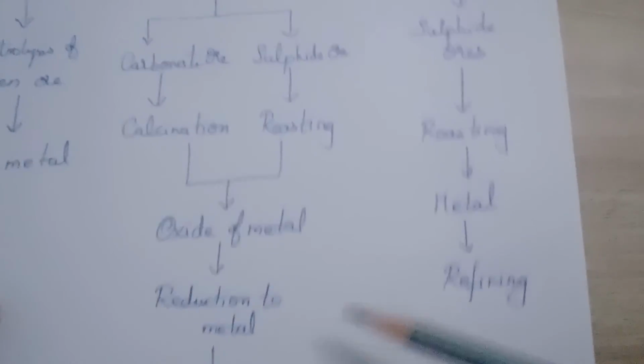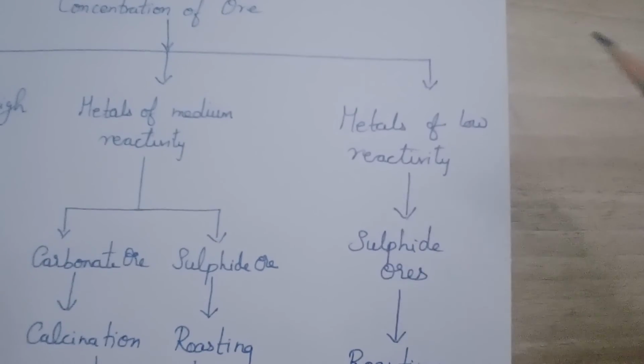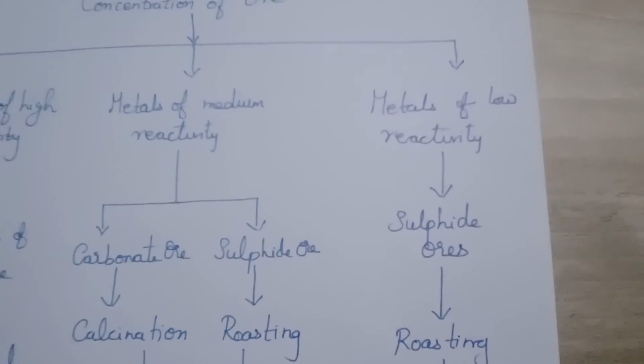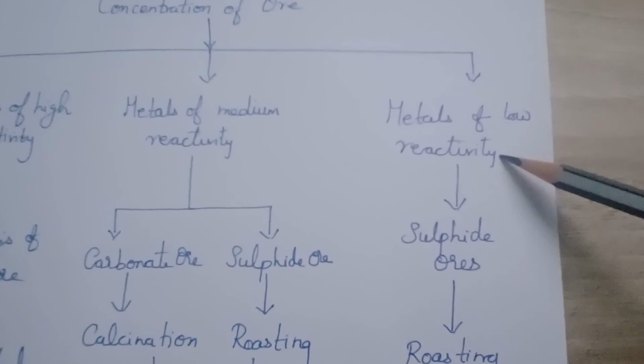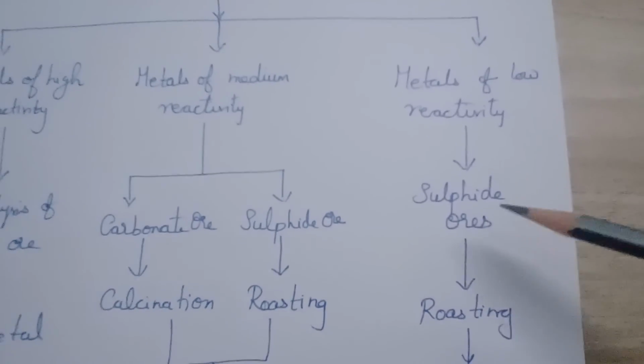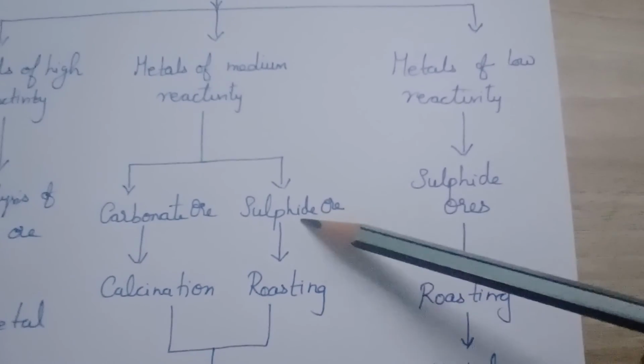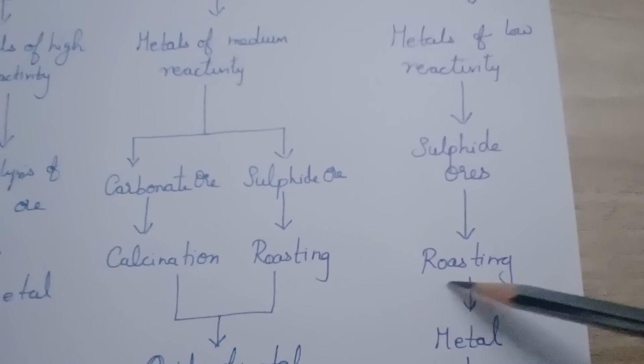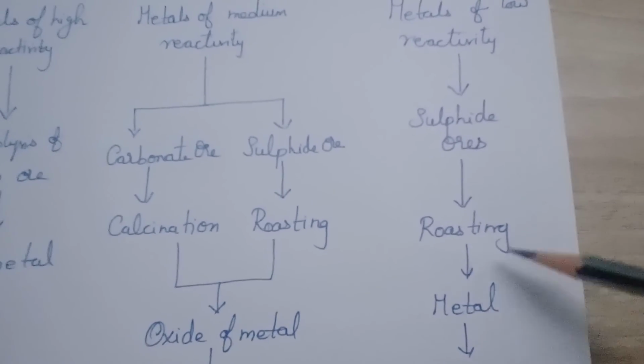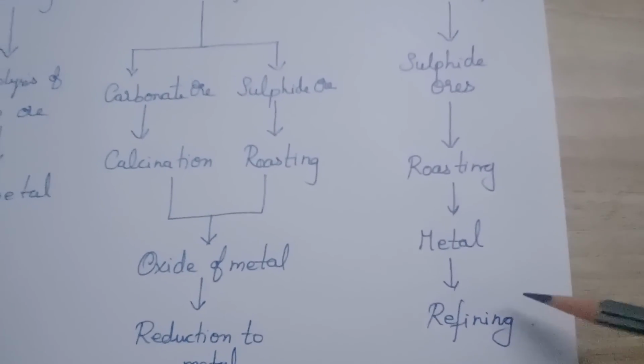and purification of metal. Metals of low reactivity exist in the form of sulfide ores. Sulfide ore means we will go for the roasting process, and then you will get the metal and it has to be refined, okay, refining process, okay.